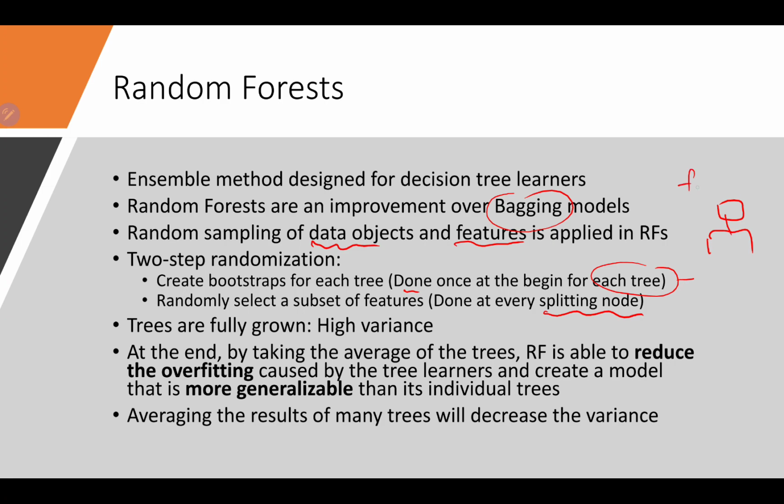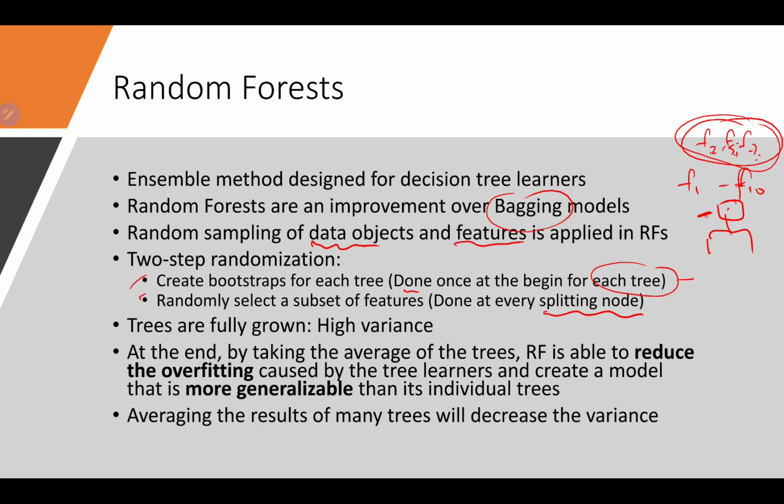So let's say we have features from 1 to 10. A subsample will be selected. Maybe randomly 3 features are selected, and let's say they are F2, F5, and F7. So among these 3 features, the best split will be done at this splitting node. Okay, so it won't look at all of these 10 features in this node, it will only look at these three features to select from. So that's the random selection of a subset of features. Okay, so two-step randomization is done in a random forest.